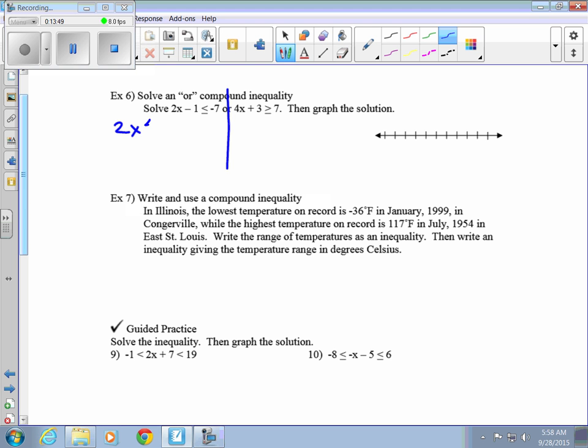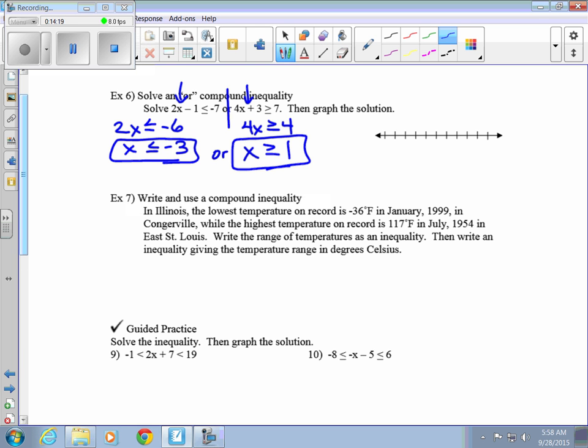2x is less than or equal to negative 6. We added 1. Now we have to divide by 2. Again, we're solving for the x. So x is less than or equal to negative 3. Or, now here we're subtracting the 3. Divide by 4.